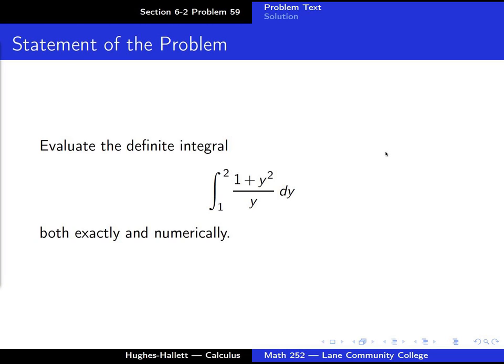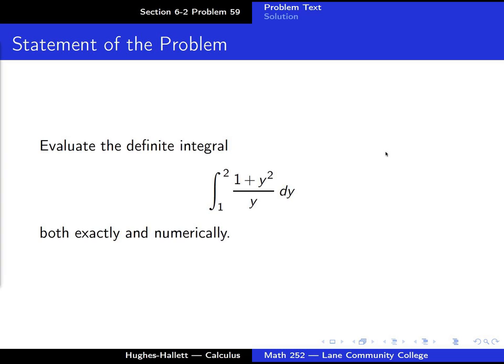Welcome Math 252. We're working on problem 59 from section 6.2 of the Hughes-Hallett text. In this problem we've been asked to evaluate a definite integral, which I've got written here. We've got the integral from 1 to 2 of the quantity 1 over y squared divided by y. We're integrating with respect to y. And we're supposed to do this both exactly and numerically.